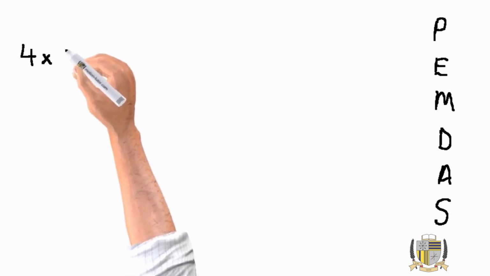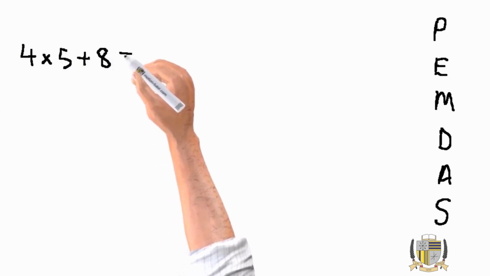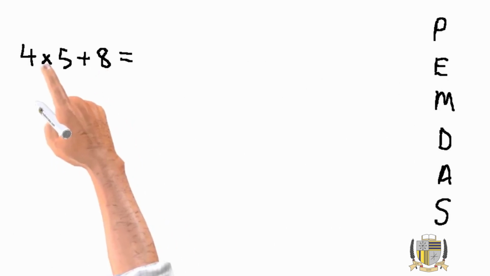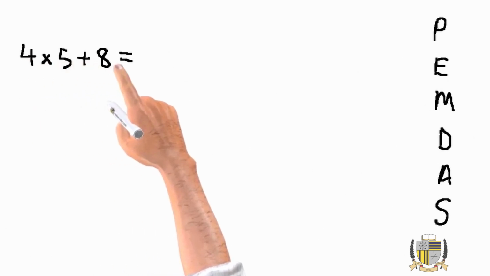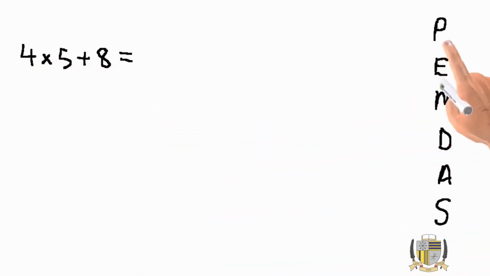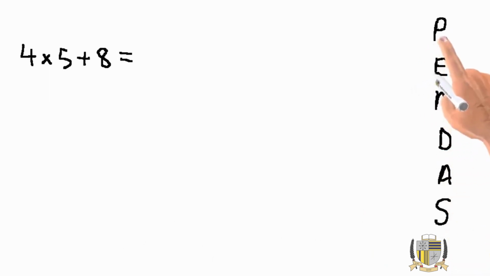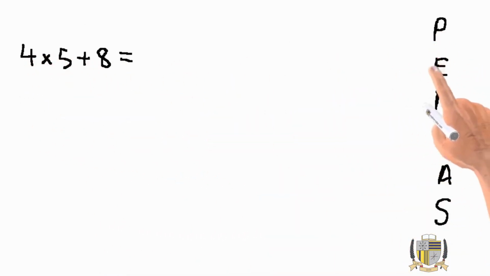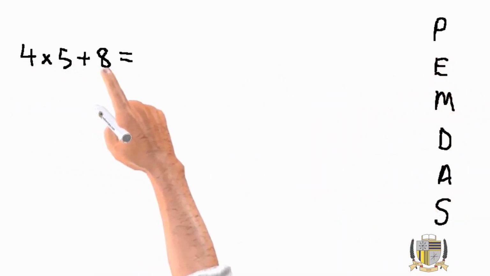4 times 5 plus 8. So this is a problem with more than one operation because we have an operation of multiplication and an operation of addition. So this is the order we have to follow. We have to look for parentheses. That's the first thing we have to look for. And in here we see no parentheses. Next, we look for exponents. We see no exponents in here.